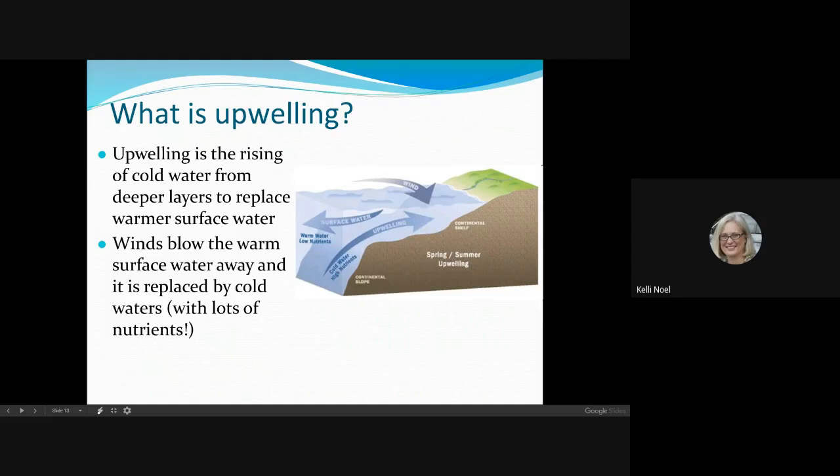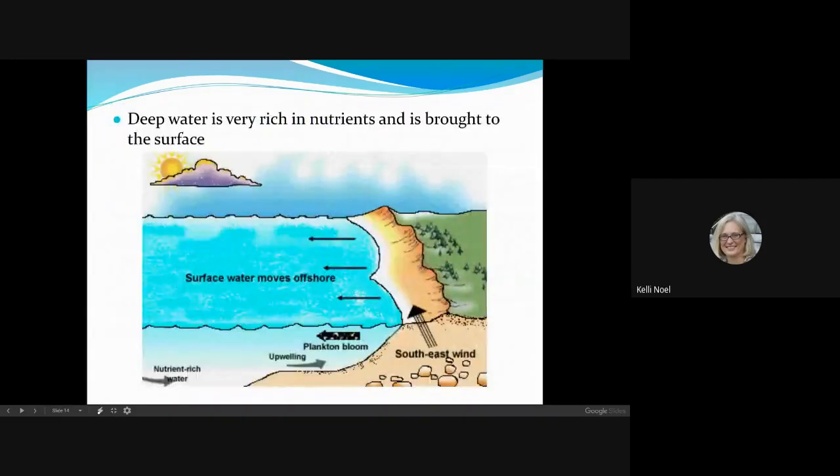So winds blow the warm surface water away, and then it's going to be replaced with the colder water that has lots of nutrients. Therefore, this is where you're going to find lots of fish. So if you were working for a fishing company, you'd want to know where these places are so you could go and get the fish. So deep water is very rich in nutrients and is brought to the surface at upwellings.